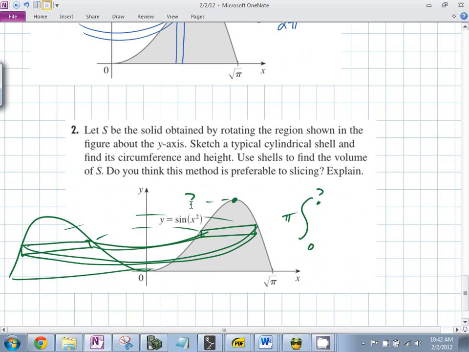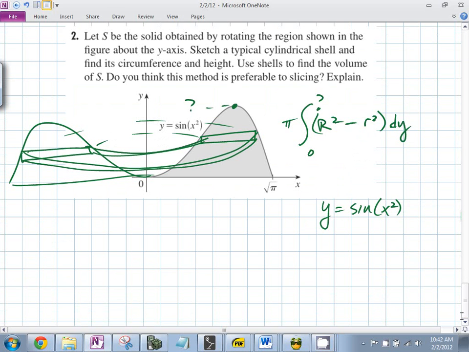So what do we need to isolate? X. How do you do that? What do you have to say? X squared is equal to the sine inverse of y. So x is equal to plus or minus the square root of sine inverse of y. Okay, that's nice. What that means, though, is that this section right here is one half of that function, and this right here is the other half. One's the positive and one's the negative.